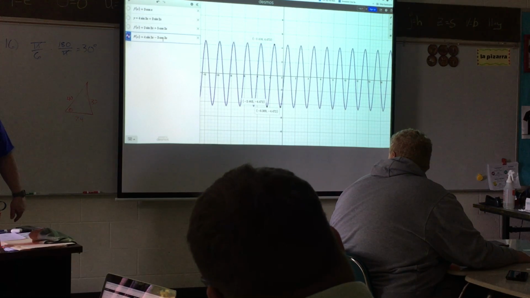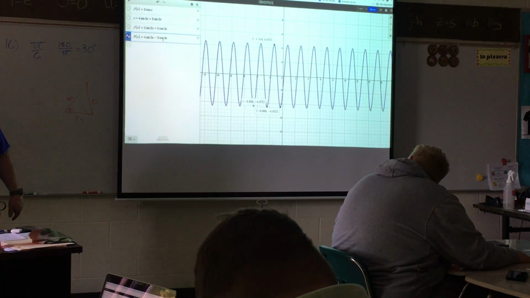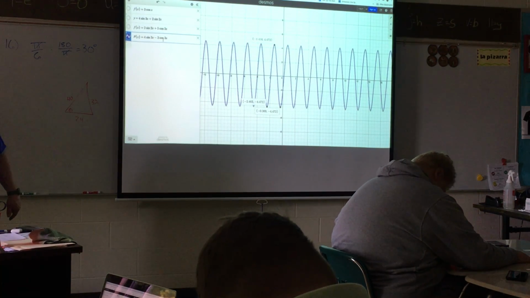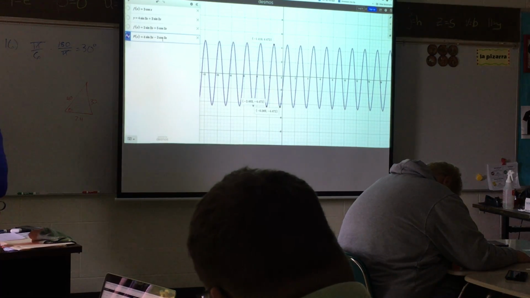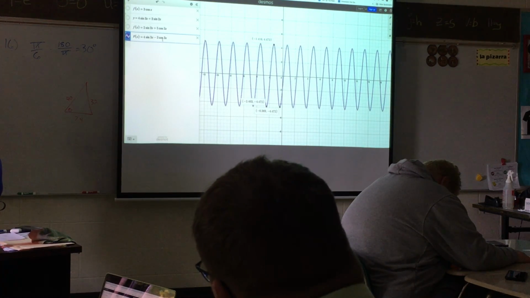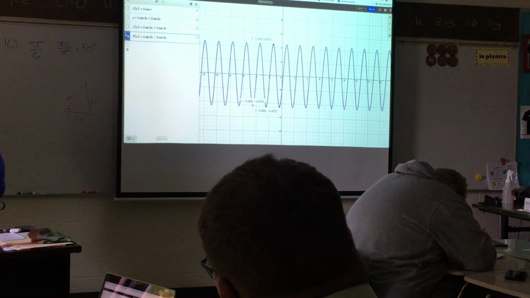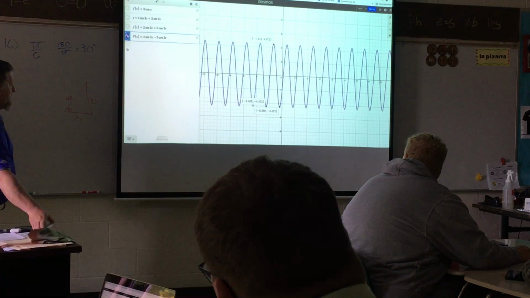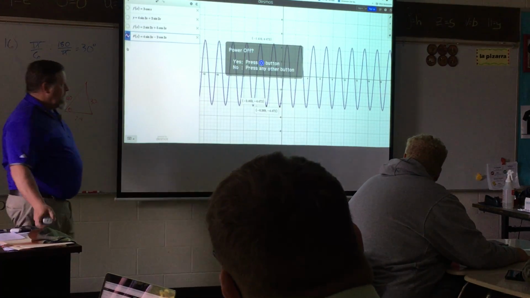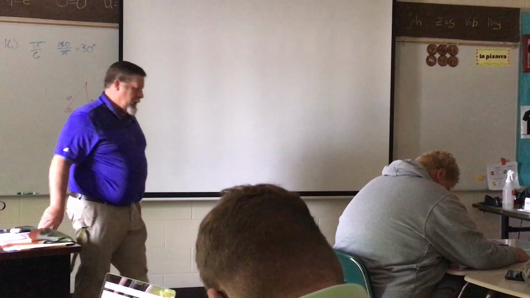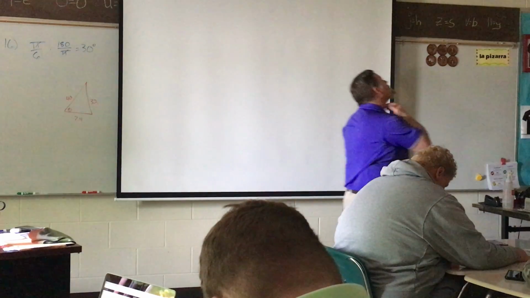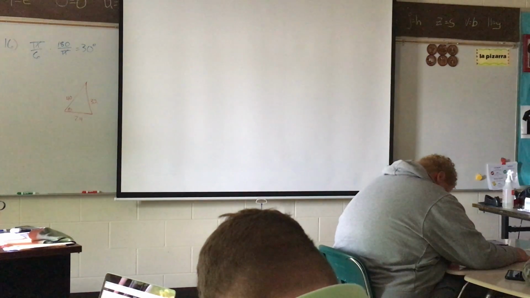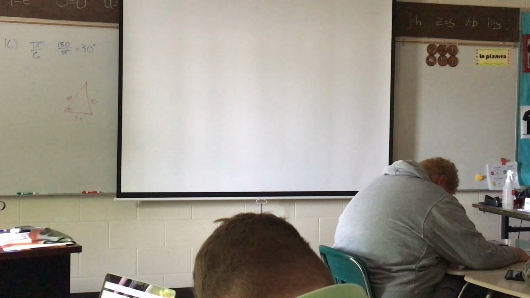Let's do 41. Logan, number 41. I want you to look at the graph. I want you to look at all the possible answers and which amplitude makes the most sense out of all of them. Would it be 2? Nope.